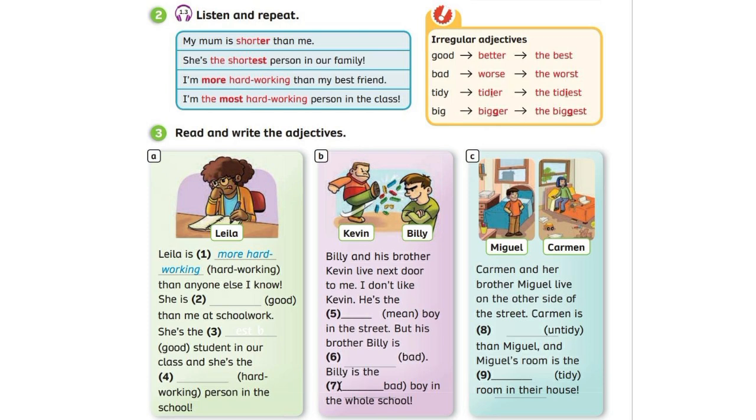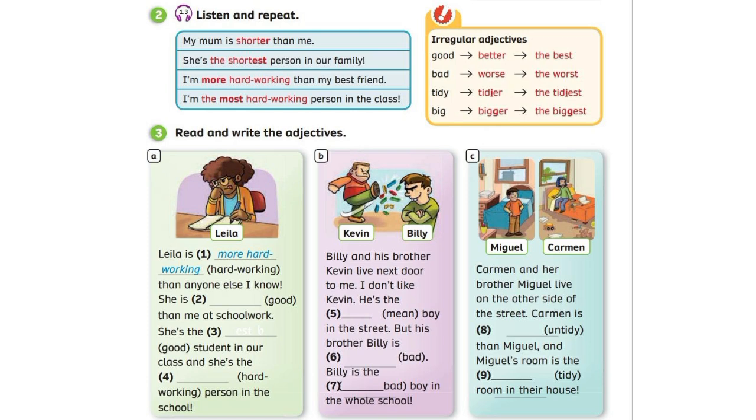The second type is the superlative, which we use when one person or thing is the absolute top or bottom of a whole group, and you will always see the word the right before it. For short words, we add -est to the end to make the shortest, while for longer words, we put the most in front of it to create the most hardworking.